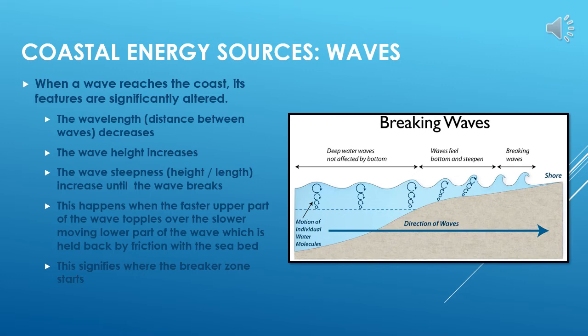This is where the breaker zone starts. So you can see in the diagram, the third wave from the shore is just about to break, and the 2 waves closest to the shore have broken. And that shows you where the breaker zone starts.